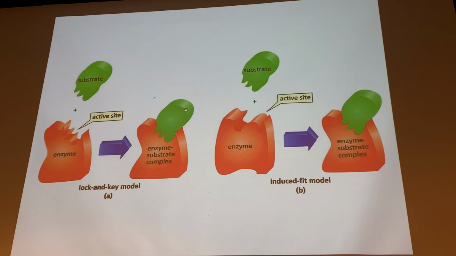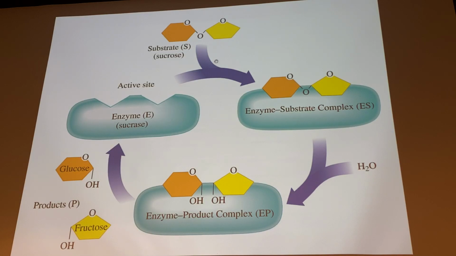This is the so-called lock and key model, where the conformation doesn't change. What we know is that both conformations change quite a bit upon binding. That's the induced fit model for binding. We'll learn this later on.